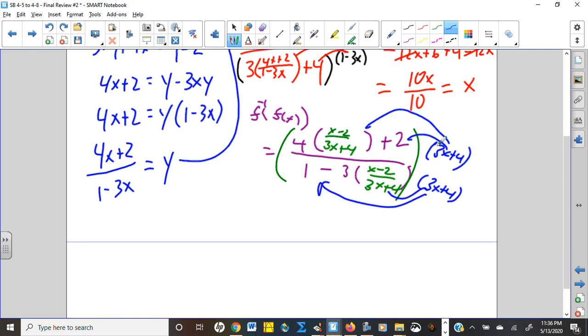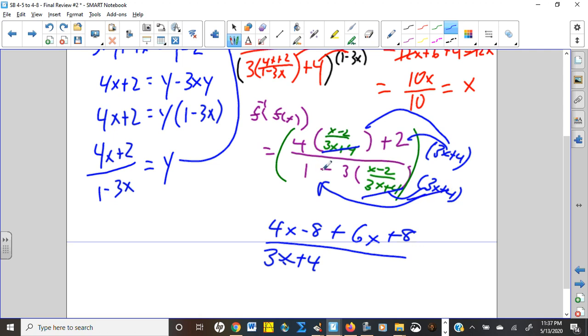On the top, when I multiply the first term, this thing's going to cancel. I'm just going to get the 4 times x minus 2, or 4x minus 8, left over. Nothing's going to cancel in the second term, but I do need to distribute that 2, so I'll get a 6x plus 8. Now in the denominator, when I multiply by 1, I just get 3x plus 4. But when I multiply by the second term, these guys cancel, don't they?